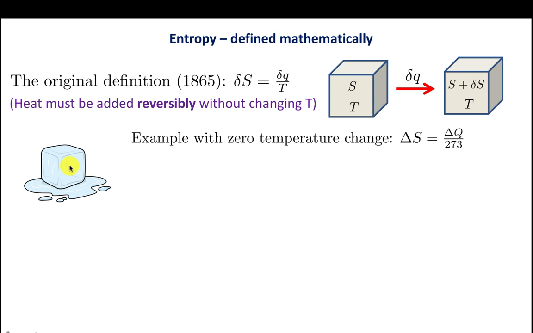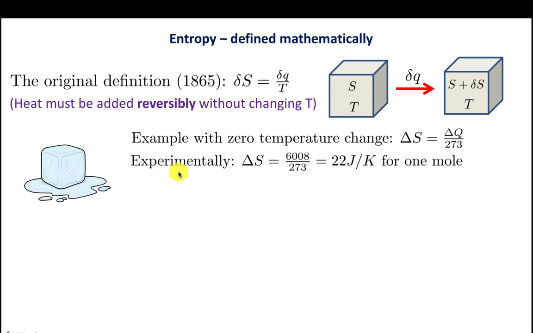The water molecules, which were confined to this block of ice, now are allowed to spread out. They've become liquid, and the liquid is now in drops. So the entropy is increasing. You can actually go out and measure the amount of entropy that has actually increased by this definition. And you will find that for 1 mole of water or ice, you need to add 6,008 joules in order to melt it. And so the specific entropy for ice is 22 joules per degree Kelvin for 1 mole.